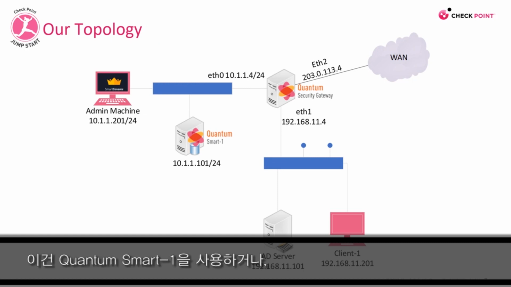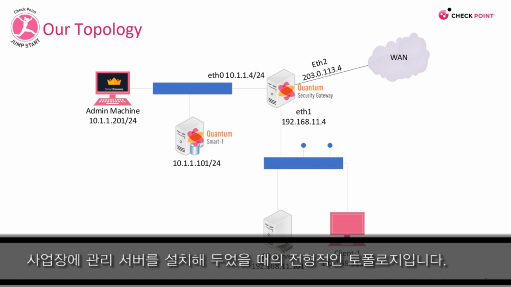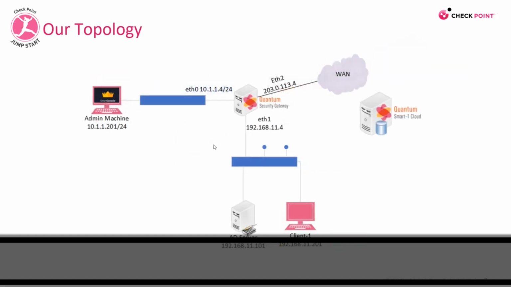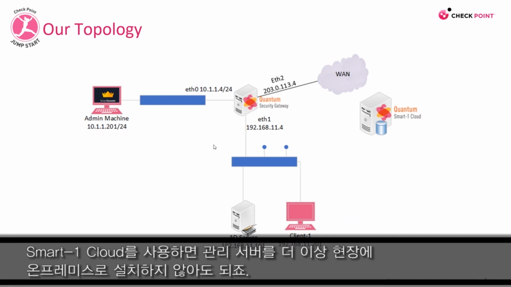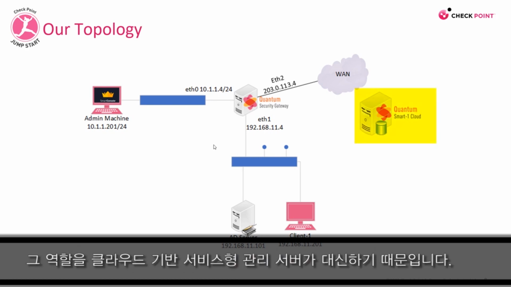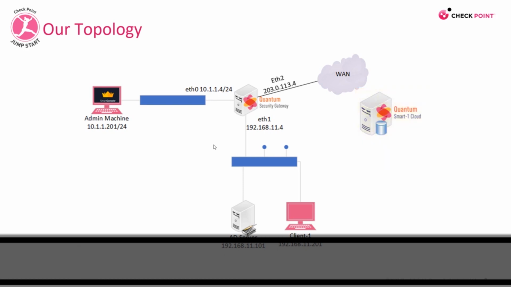This is a classic topology where you have your Quantum SmartOne or your management server on site. With SmartOne Cloud, the management server is no longer installed on-premise. On the contrary, it's going to be on cloud as a service. So let's see it in action.